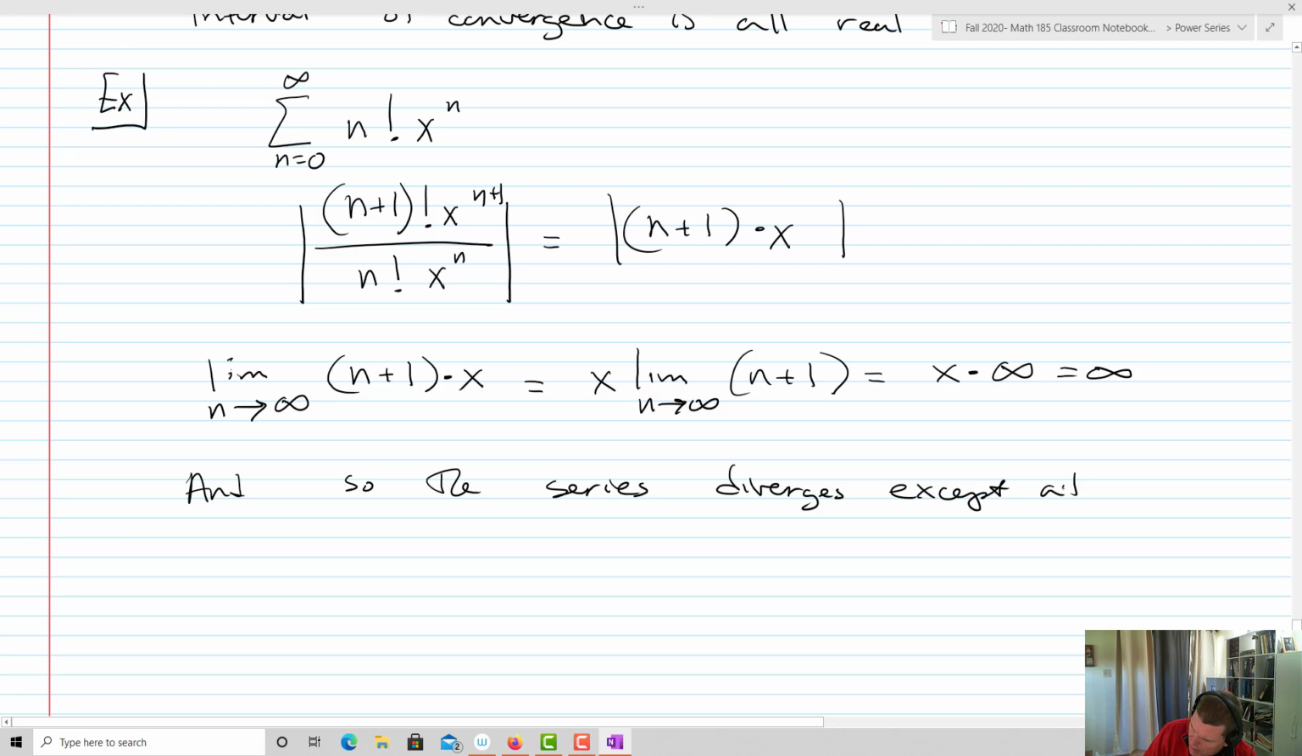except at x equals 0, which is where the function is actually going to end up being centered. Or, excuse me, where our series is going to be centered. And so consequently, that tells us that this series is in fact going to be divergent for all real numbers except for x equals 0. And the radius of convergence is r equals 0.